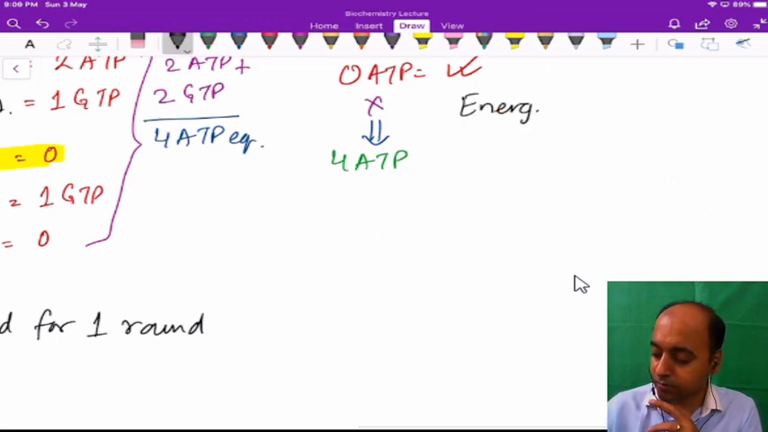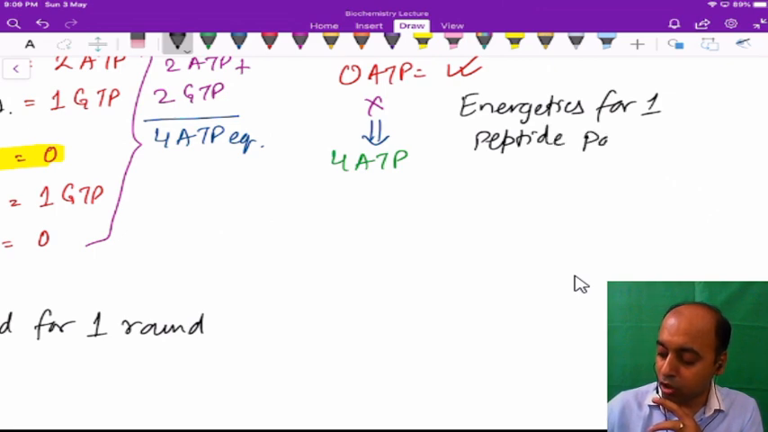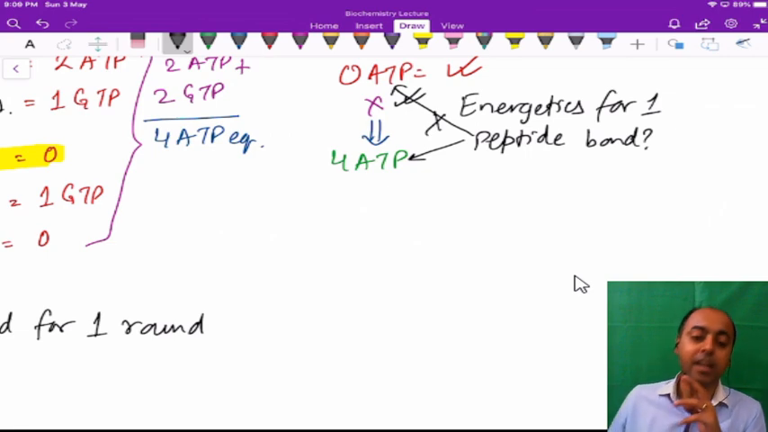Energetics for one peptide bond: the answer will depend on the options. If option 0 is there, it is the best answer. If it is not there, in that case the answer will be 4 ATP. So you have to read the question carefully along with the options, and according to the options you will mark your answer. If 0 ATP is there, then that is the answer. If 0 ATP is not there, then 4 ATP is the answer for the energetics of one peptide bond, because in that case the question gets converted.